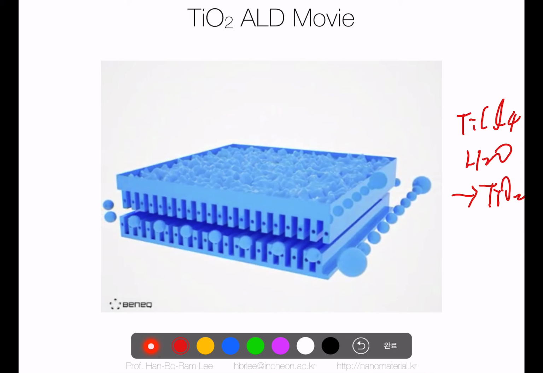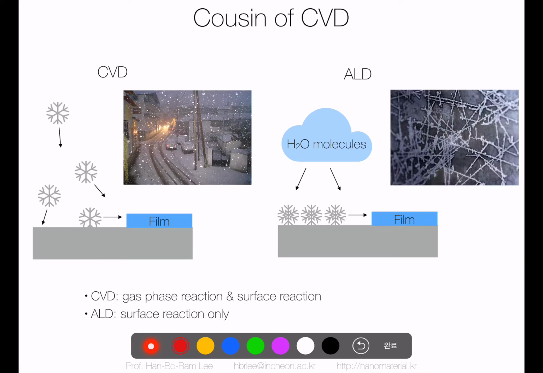Okay, so it sounds very straightforward. Let me compare ALD with the very well-known thin film deposition technique, CVD. I assume that all the students and researchers watching this already have some knowledge or background of CVD.